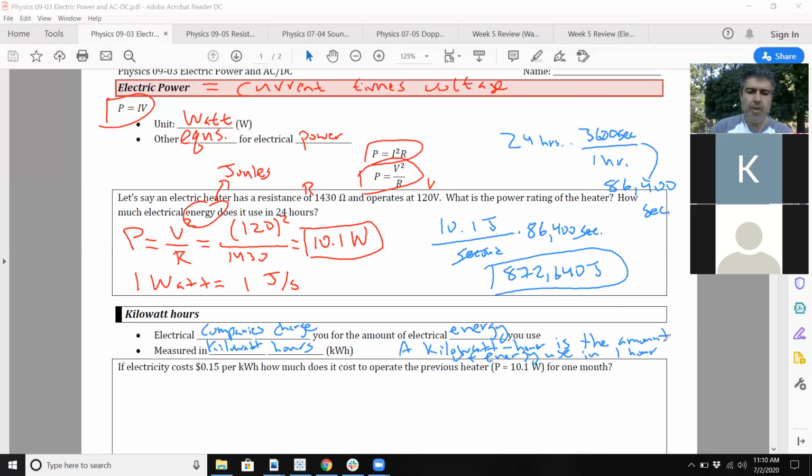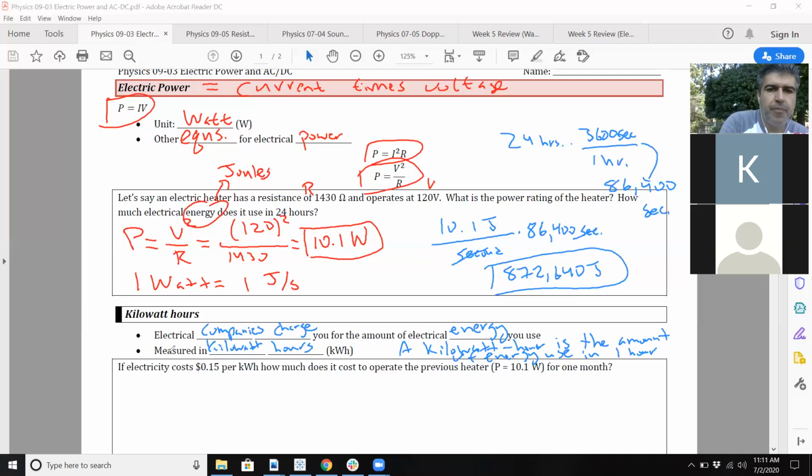So say it costs you 15 cents per kilowatt hour, your electricity bill, we'll just say that. That's what they charge you. Then how much does it cost to operate the previous heater? Which is 10.1 watts. And we're doing this for 1 month, okay? So let's think about this here. Okay, we're doing this for 1 month, got it.